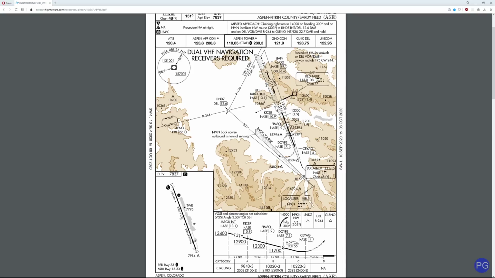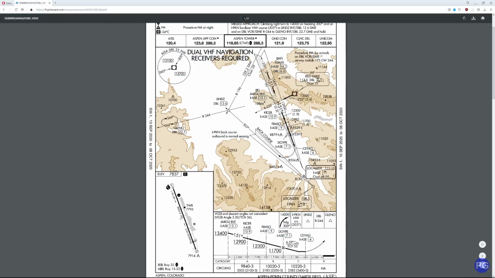Once, of course, we finish this turn, we'd climb to 14,000 feet on this heading. We'd cross this particular place. Then we go to Lynn's intersection, which is 12.6 nautical miles away from this localizer. And then we go ahead and start our approach again.